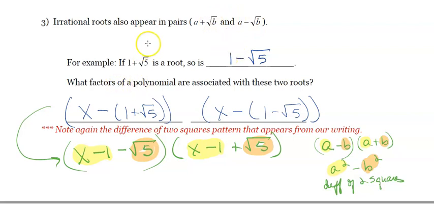So, for example, because they come in pairs, if I have one root, and I would get this by using the quadratic formula or factoring, if I had this root, I'd also have this root. Well, how do I write those? Well, I write them like this. Okay, x minus the root, x minus the root. Okay, that's how we write our roots.